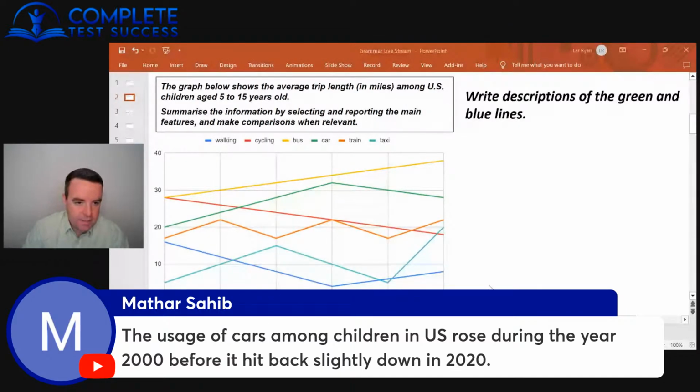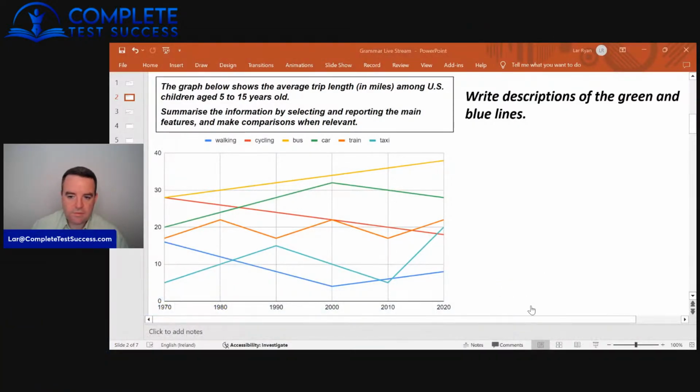Okay, so Mathar, the usage of cars among children in US rose during the year 2000 before it hit back slightly down in 2020. So we do have some vocab and grammar mistakes there. No harm, that's no problem at all. But let me just go through it and help you.